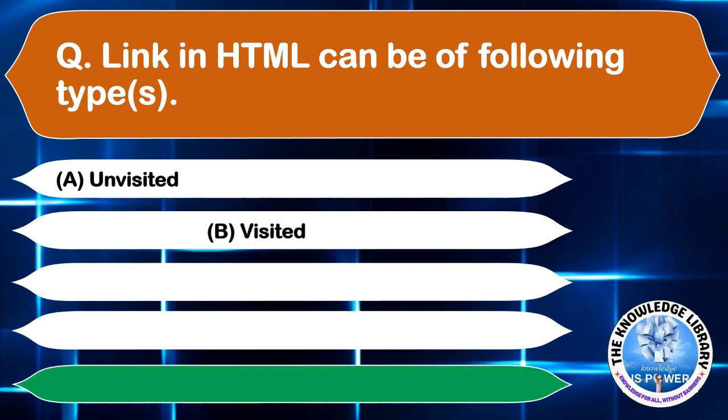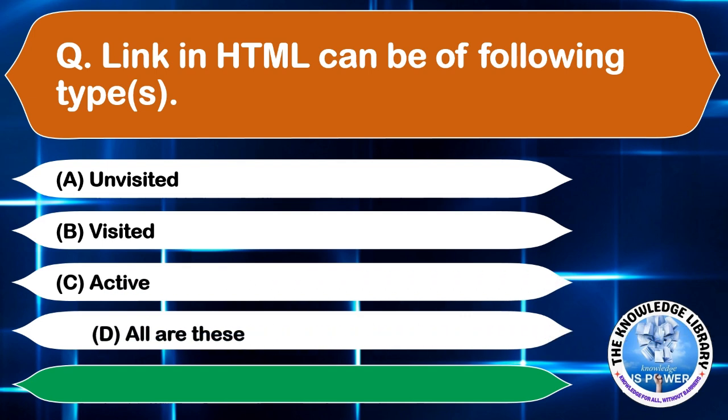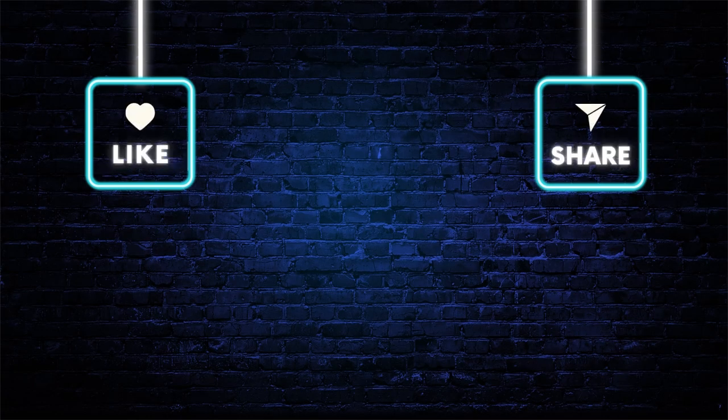The next question is, link in HTML can be of following types. Option A, unvisited. Option B, visited. Option C, active. Option D, all of these. The correct answer is option D, all of these.